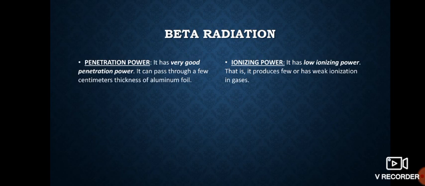Beta radiation has very good penetration power. It can pass through a few centimeters thickness of aluminum foil. So it means beta radiation can go through paper and even pass through a few centimeters thickness of aluminum foil. If the aluminum foil is very thick, it cannot pass through. It has low ionizing power compared to alpha radiations. Alpha radiations have high ionizing power, but beta radiations will only produce few ions in gases when they pass through.